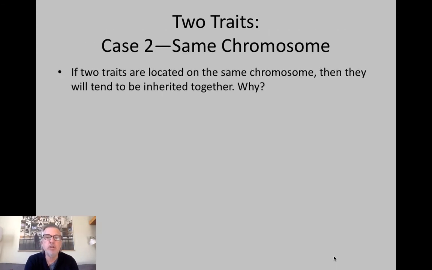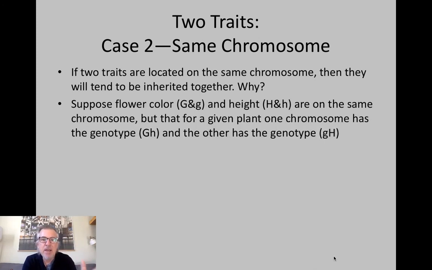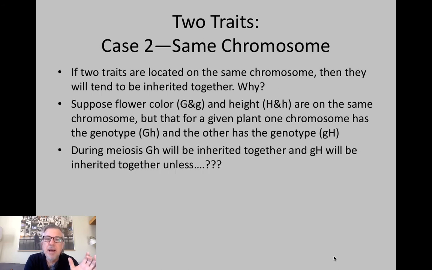So let's now take a look at the second case where the 2 genes are on the same chromosome. If the 2 genes are on the same chromosome, then the alleles that are on that chromosome will tend to be inherited together. So why is that? Let's think about it this way. Suppose flower color and plant height are on the same chromosome, but that for a given plant, one chromosome has the genotype big G, little h, and the other has the genotype little g, big H. During meiosis, big G, little h will be inherited together because they're on the same chromosome, and little g, big H will be inherited together because they're on the same chromosome, unless what happens?